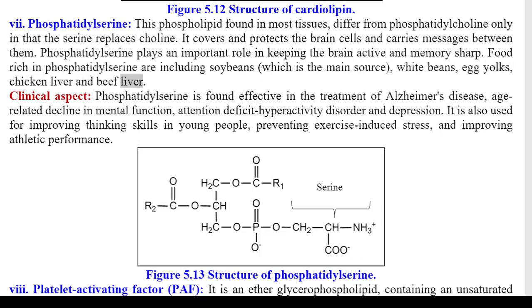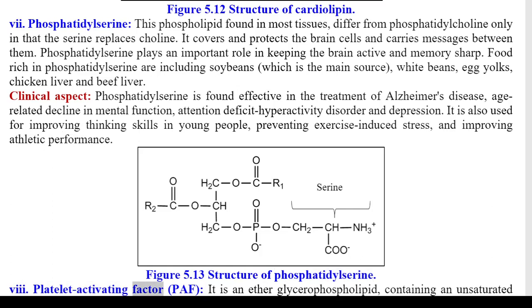Clinical aspect: phosphatidylserine is found effective in the treatment of Alzheimer's disease, age-related decline in mental function, attention deficit hyperactivity disorder, and depression. It is also used for improving thinking skills in young people, preventing exercise-induced stress, and improving athletic performance. Figure 5.13: Structure of phosphatidylserine.